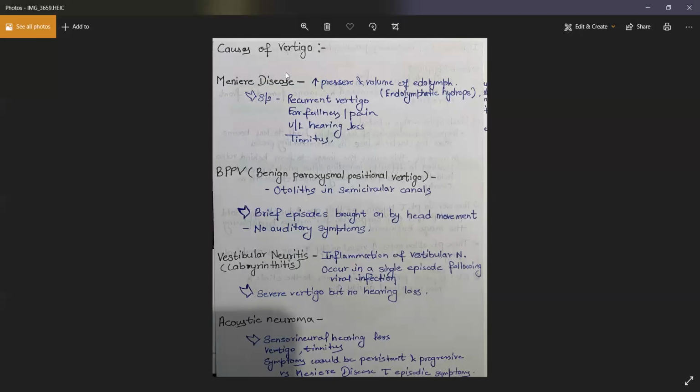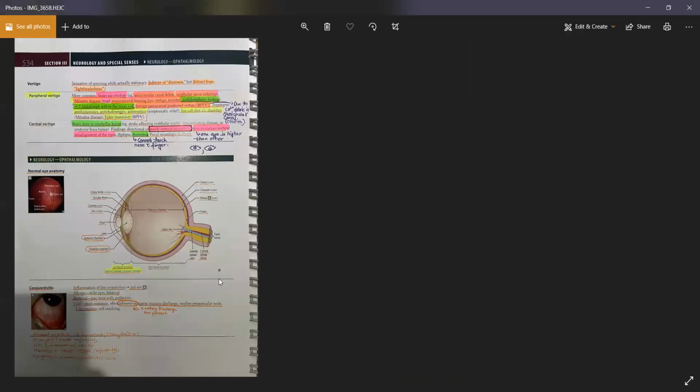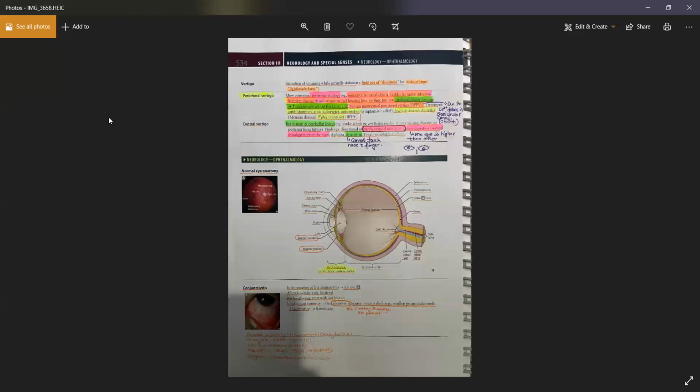Please remember this algorithm. First, see what symptoms the patient is having. If the patient has the classical triad, think about Meniere's and acoustic neuroma. If he's having just vertigo, think about BPPV or vestibular neuritis. And that's everything mentioned here.